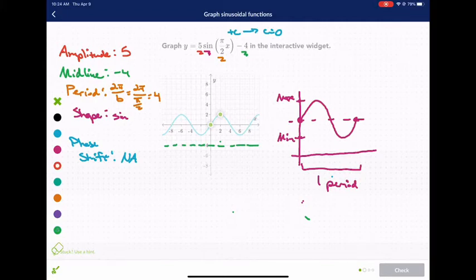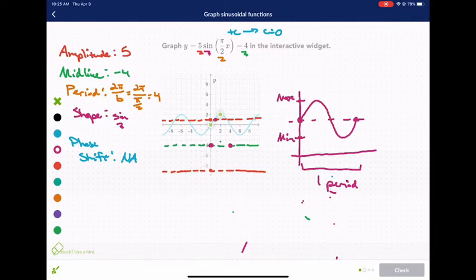Got an amplitude, which just means I'm going to count up 5 and down 5. That'll be the maximum and the minimum of my function. It's going to bounce back and forth within that little area. Now our period, we said, was 4, and the shape of this is sine, right? Sine, we said, starts at the midline on the y-axis. It's going to go up to the max, down to the min, and then back up again until it hits 4, which is the period. It's the length of one period, right?